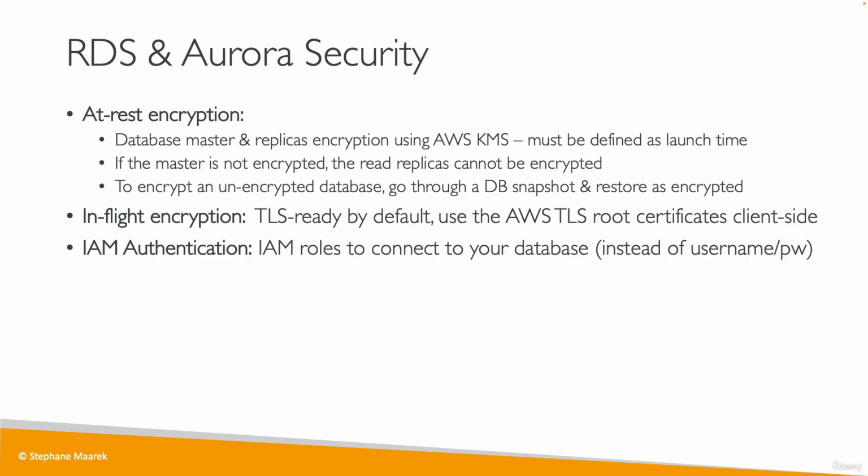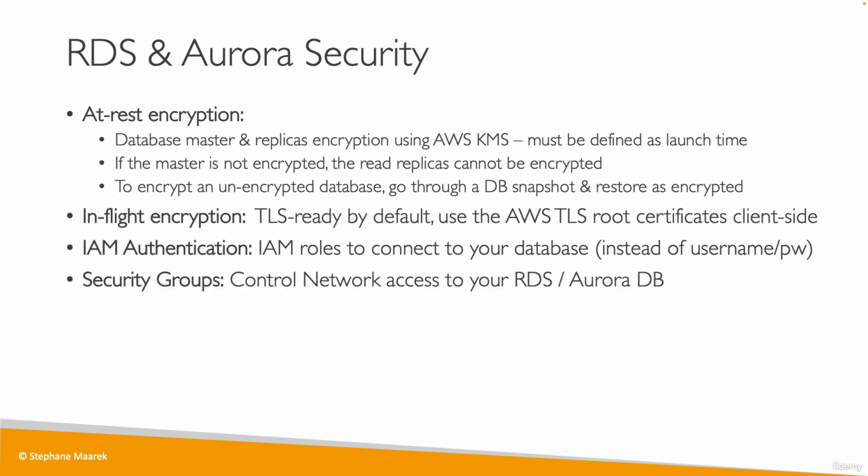In terms of database authentication, because this is RDS and Aurora, you can use the classic combo of username and password. But because this is AWS, you can also use IAM roles to connect to your database. That means that, for example, if your EC2 instances had IAM roles, they can authenticate to your database directly using that and not a username and a password, which can help you manage all the security within AWS in IAM.